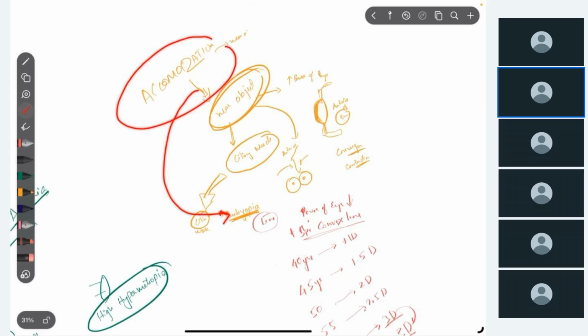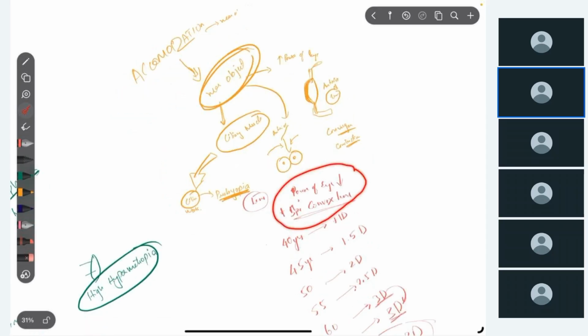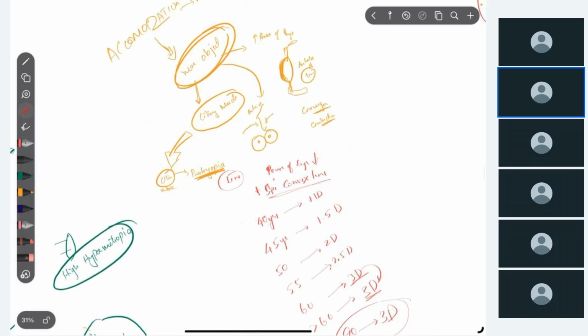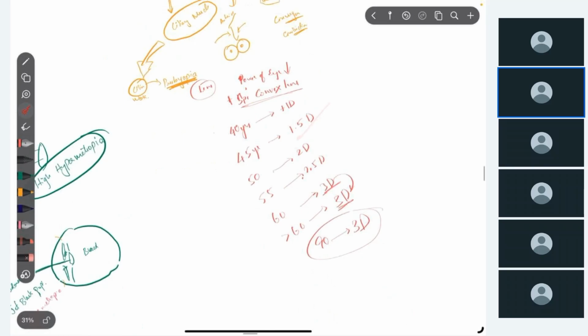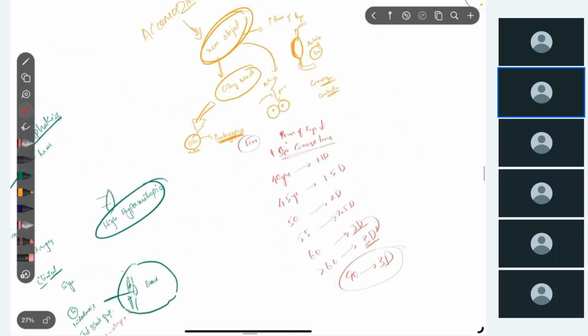The loss of accommodation is called presbyopia. This is seen in old age, where there is decrease in power of eye, because of which he is unable to read nearby objects. The correction is positive lenses, that is convex lenses. At 40 years, you give +1 diopter. After that, for every 5 years, you increase 0.5 diopter till 60 years, where you will get +3 diopters. After that, you keep 3 diopters as it is. This is accommodation and presbyopia.